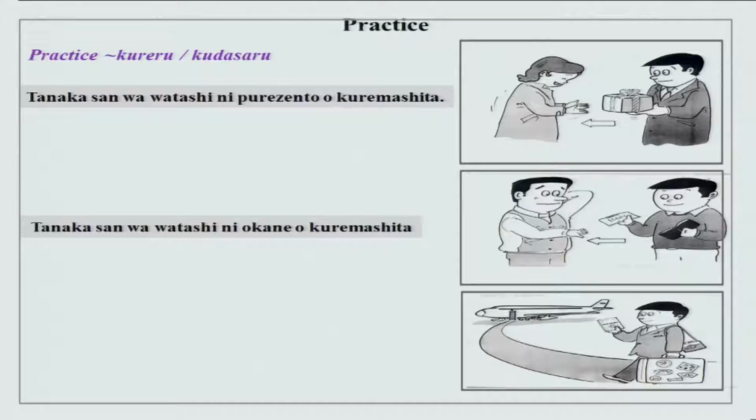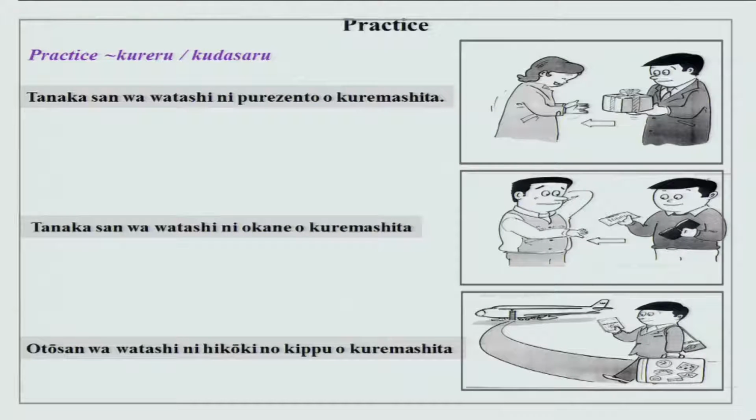What is there in the third picture? Well, we have Tanaka-san again looking at his passport, probably going out. So, well, let us see what it is. Otou-san wa watashi ni hikouki no kippu o kuremashita. Otou-san is my father. Otou-san wa watashi ni, hikouki is plane, no kippu is ticket, o kuremashita gave it to me.